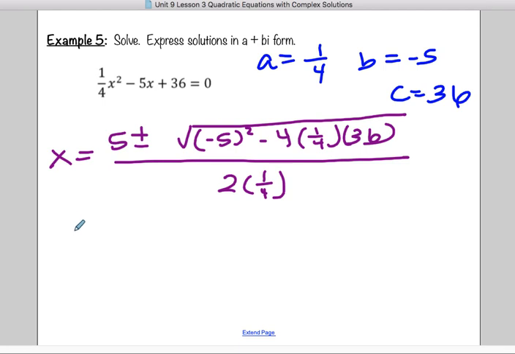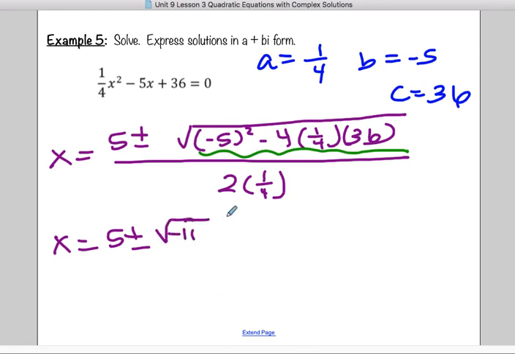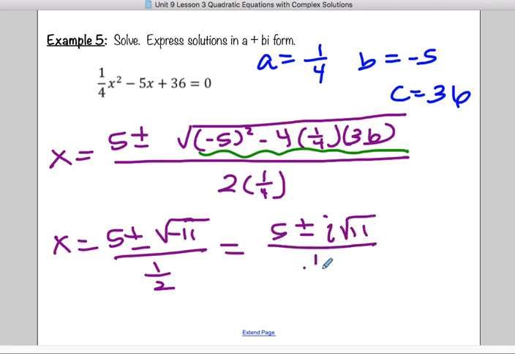Okay. Now, I will have x equals 5 plus or minus, what do we got here? 4 times 1/4 would be 1, times 36. So I'd have 25 minus 36. You could put this into your calculator, the part underneath there. So 25 minus 36 is the square root of negative 11. And then 2 times 1/4 is 1/2. So we'd have 5 plus or minus the square root of negative 11. We'd have i, because I can bring that out, and then the square root of 11 is not perfect, so i square root of 11 all over 1/2.